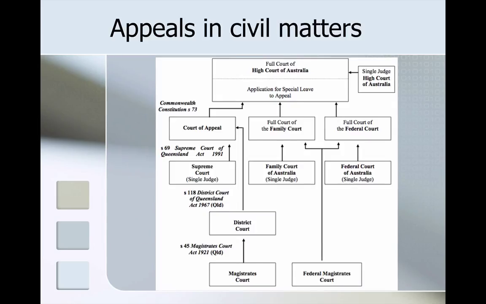So let's look briefly at the outline of appeals in civil matters. So this is the basic, what we refer to as the court hierarchy. Now we have the highest and most important court right at the top of this particular diagram, and the lowest court down the bottom, the magistrates' court in state jurisdiction, or what is now referred to in the federal jurisdiction as the Federal Circuit Court. It's no longer referred to as the Federal Magistrates Court, but apart from that, the diagram remains accurate.